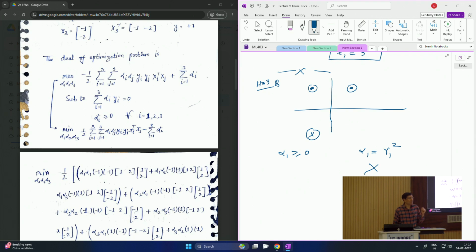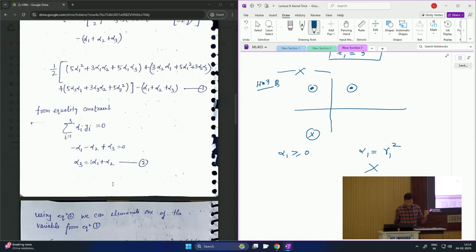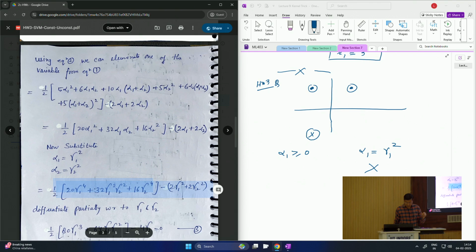Yes or no? Okay. So now we go further down and we do this. We substitute alpha 1 as gamma 1 square and alpha 2 as gamma 2 square, and we end up with this equation. So what we did, we took the original Lagrangian, put in the data points, took the 2 constraints, substituted them back into the function, and now we're only left with the function, no constraint.